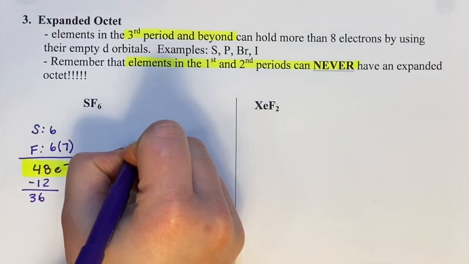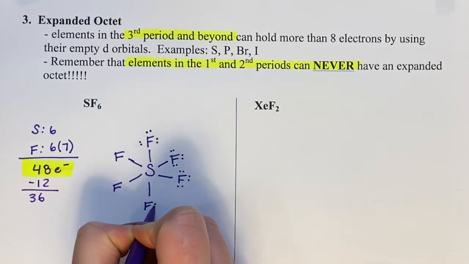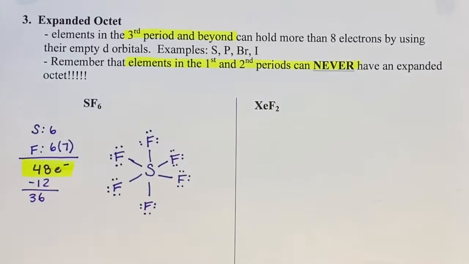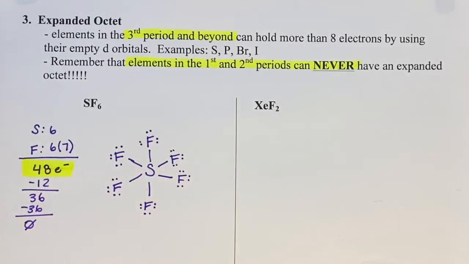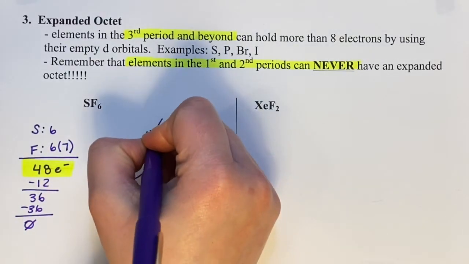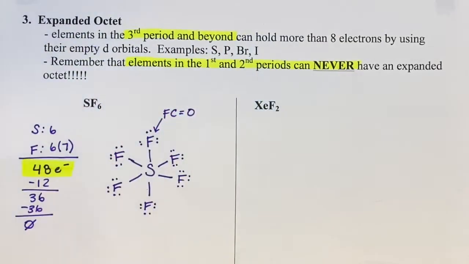So I'm going to give this fluorine 6 electrons to complete its octet, and I'm going to do the same for my other fluorines. So now that I've given 6 fluorines each 6 electrons, I've used all 36 of my remaining electrons, and I'm out of electrons. So this is the structure that my rules brought me to. When I look at all of the atoms in this structure, I will see that each of my fluorines that has 1 bond and 3 lone pairs carries a formal charge of 0.